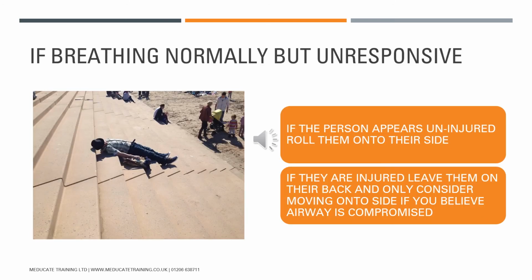If the casualty is breathing normally but unresponsive, if they are uninjured, you can roll them onto their side using the recovery position if you know how to do that. If they are injured, leave them on their back and only consider moving onto their side if you believe their airway has become compromised.